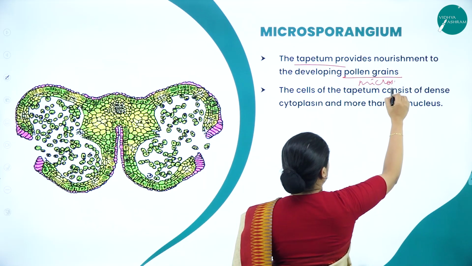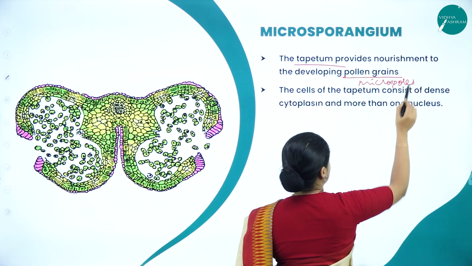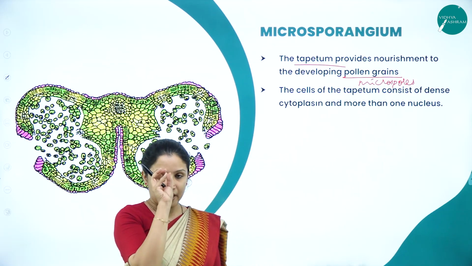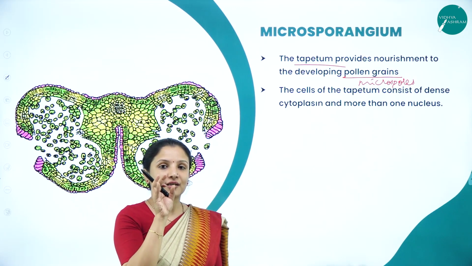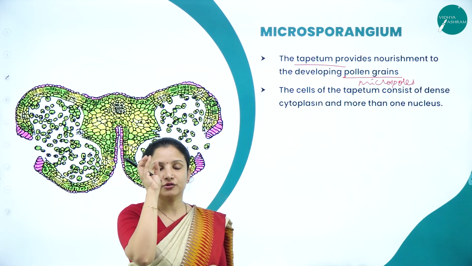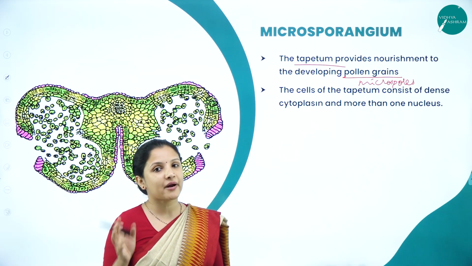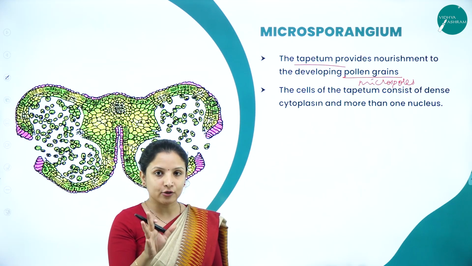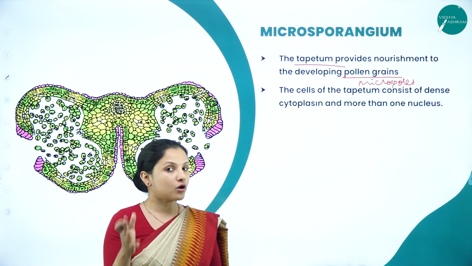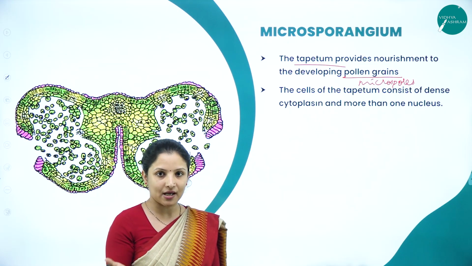What did I tell you? Pollen grains are also called microspores. Micro meaning minute. Spores are the ones which bring about fertilization. The structures which produce the microspores are called microsporangia. Therefore, what is the microsporangia? It is nothing but the anther.